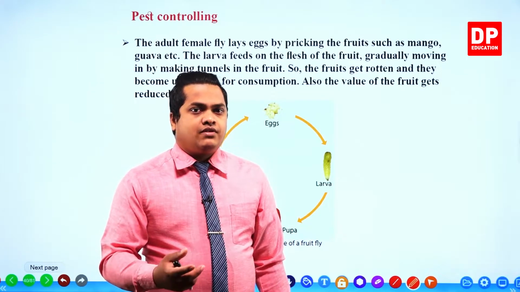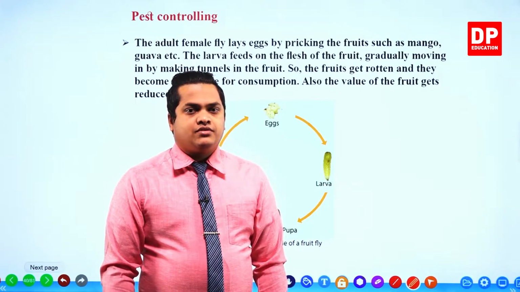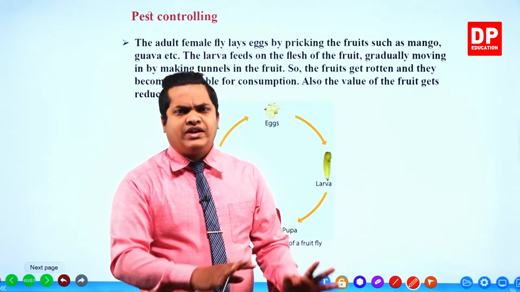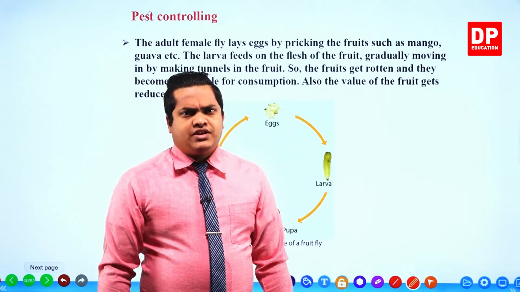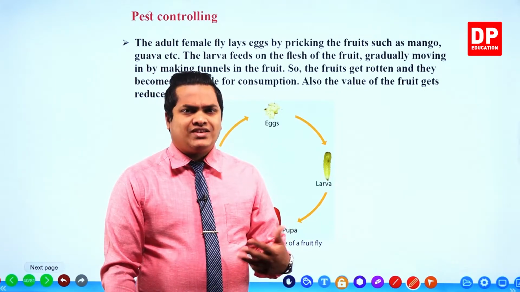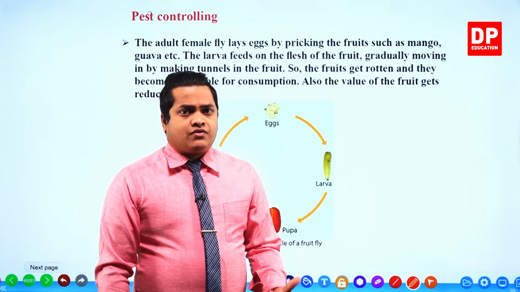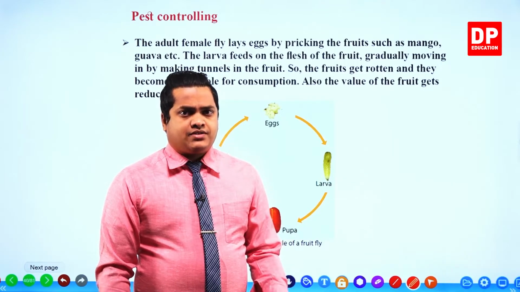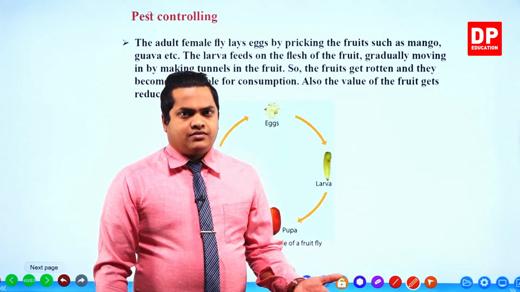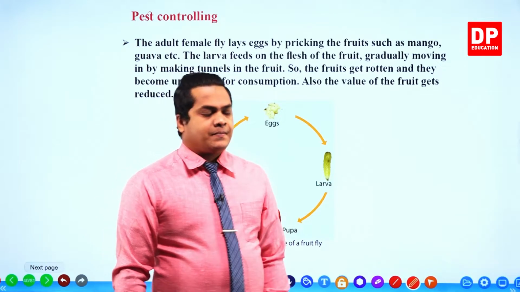So the value of the fruit is also getting reduced. It means that we have to throw it away. There is no way of using it. So it's a waste, right? It's a terrible waste. So this fruit fly is a terrible pest that is going to bother our agriculture, mainly the fruits.